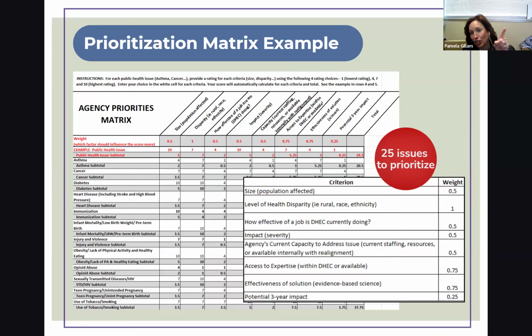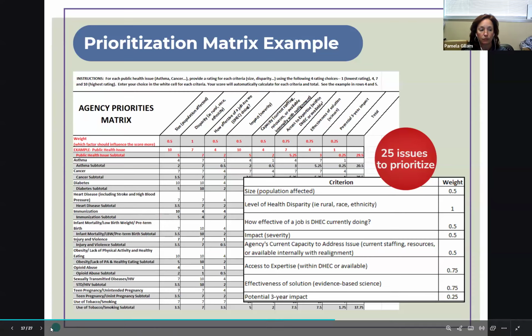So they had 25 issues they had to prioritize, and this was years ago that I did this with them. And this list isn't even all of the health issues that we were talking about, but it just gives you a sense of what this prioritization method might look like if you were going to employ it. So you would need to rank the health issues in order, and then you also have to have a weight for each criteria, and you multiply them to get how you would prioritize them.